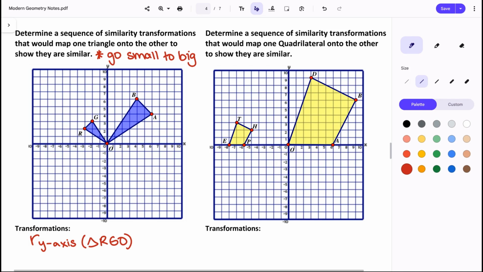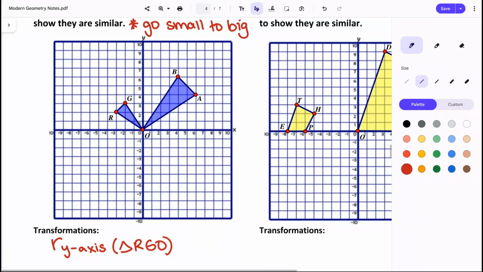And then what I'm actually going to do is sketch on where that reflection would go so I can kind of see it on the graph. So I'm going to put G, that would go here, R would go here, and that O would stay where it is because it's on the line that we're reflecting over, so it's not going to change position at all. Which is good, because remember I said I wanted a point to overlap because that helps me with my dilation.